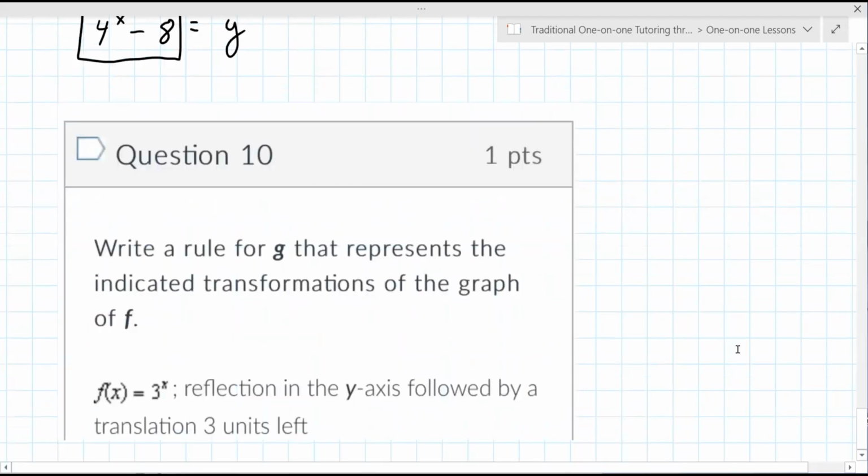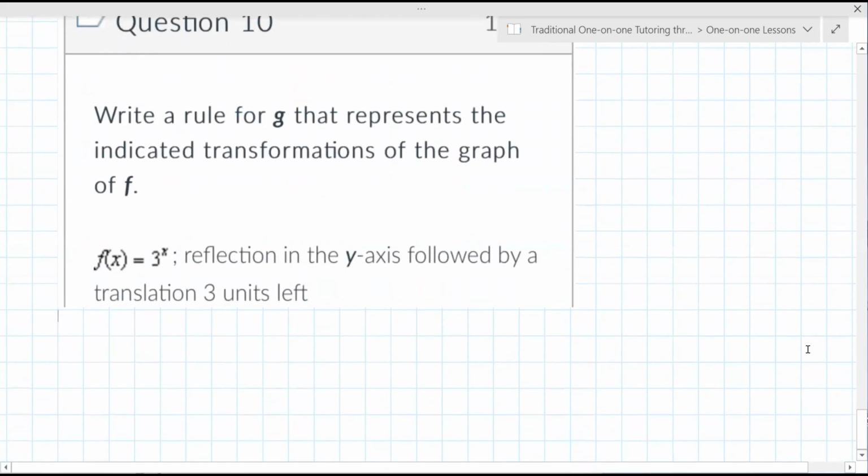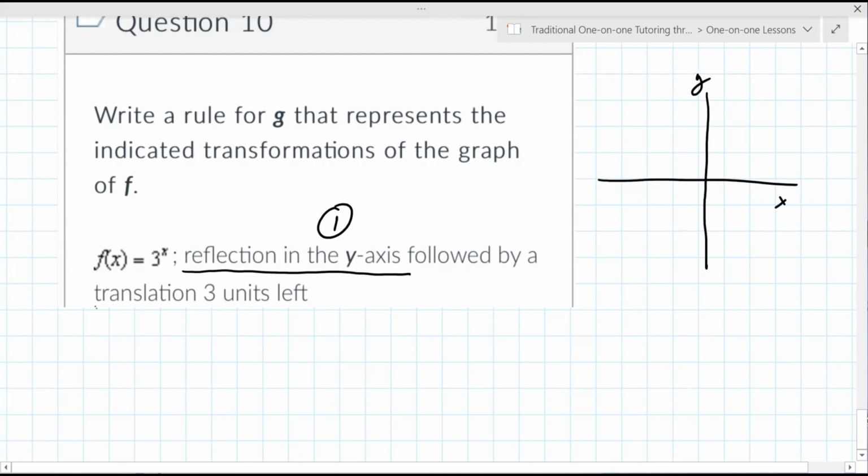All right, write a rule for G that represents the indicated transformation of the graph of F. So there's two transformations. It says first a reflection in the y-axis. Okay, so the y-axis is the vertical axis here. You know that, you've seen that for a long time now. That's number one. The second one is a translation 3 units left. Okay, so that's the second one there.